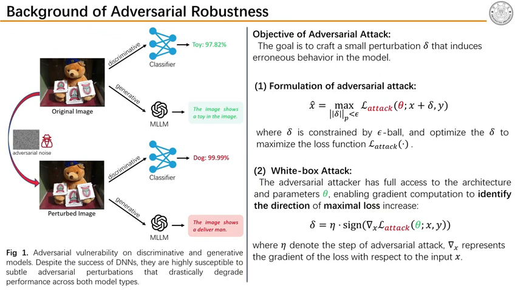Let's dive into the background of adversarial robustness. As you can see in the left figure, deep neural networks have shown incredible performance across a range of tasks. However, despite their success, they exhibit a significant vulnerability to even subtle adversarial noise. Both discriminative classifiers and generative multimodal large language models can produce incorrect results when exposed to such adversarial attacks. This highlights a major gap in their robustness.